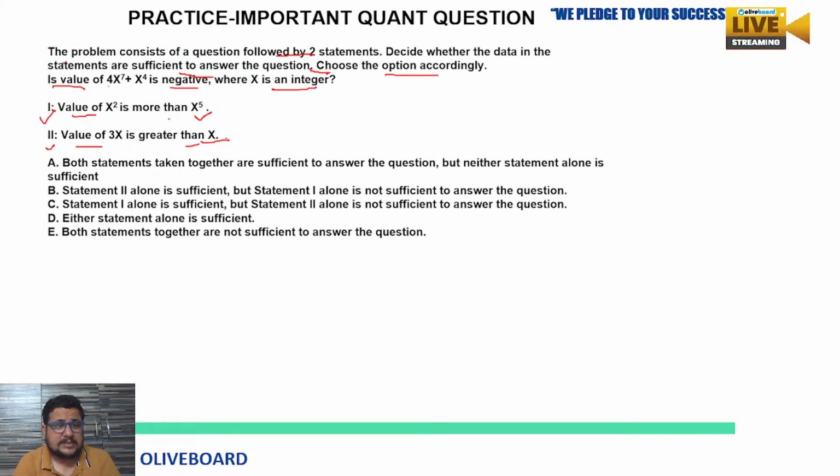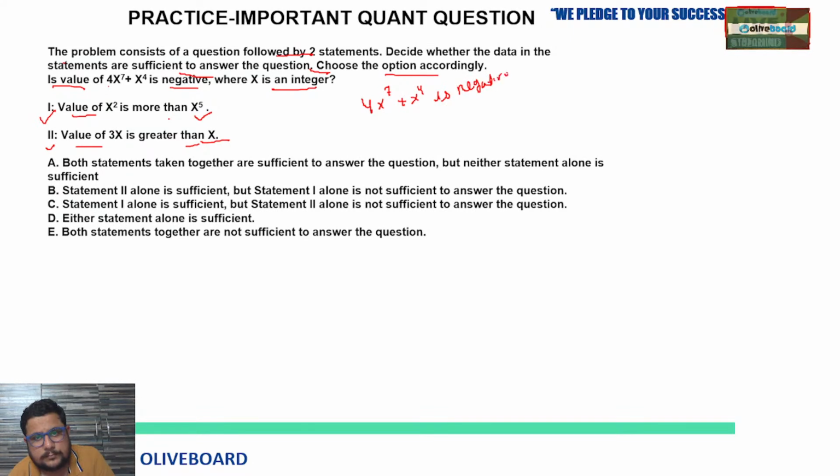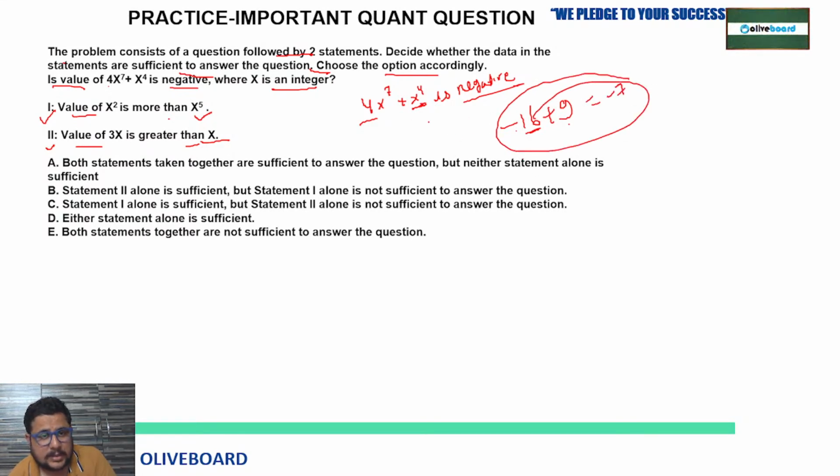Anyone? See, the question is quite easy. You just need to focus on what they are asking. Is the value of 4x to the power 7 plus x to the power 4 negative? When we are adding two numbers, the larger one must be negative, then only will you get a negative result. If I say minus 16 plus 9, 16 is a larger value than 9 and it is negative, so the answer is going to be negative in this case. Are you getting my point?